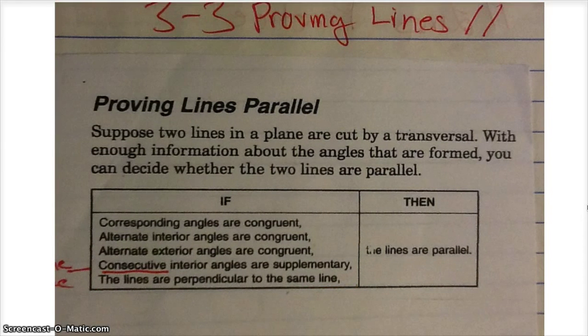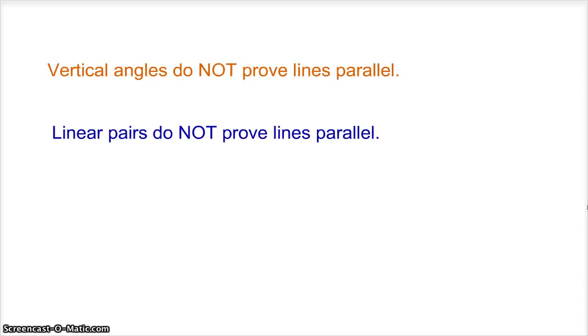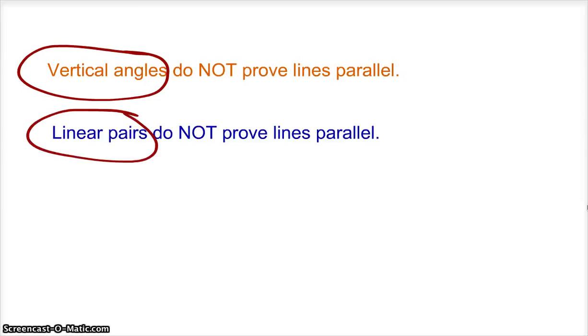Okay. Underneath this, I want you to write. Okay. So all those things that we just talked about do prove lines parallel. These things do not prove lines parallel. Make sure you write them down. Vertical angles do not prove lines parallel. And linear pairs do not prove lines parallel.